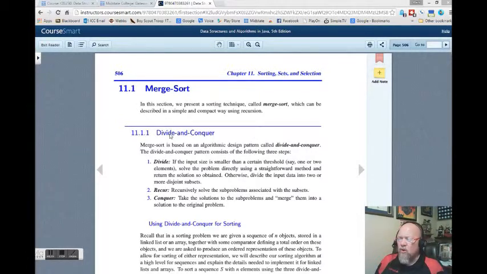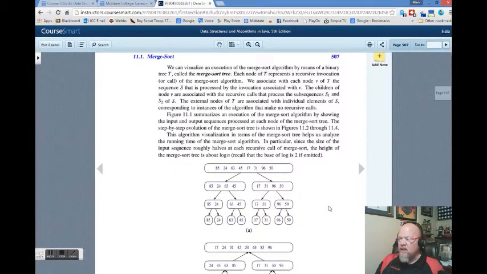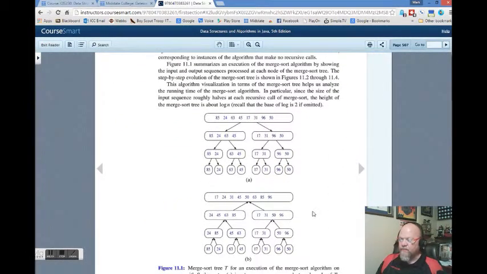The book talks about a term called divide and conquer, where we divide it into separate little items that we can sort in these little things and then merge them back together, and it makes it a little easier to do that. They call it divide, recur, and then conquer. So basically here's how it works.